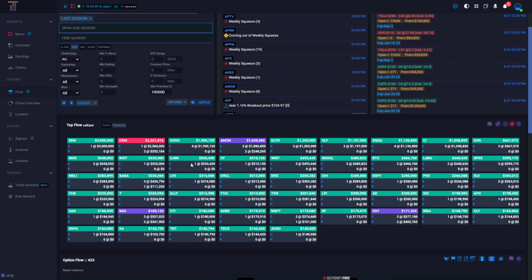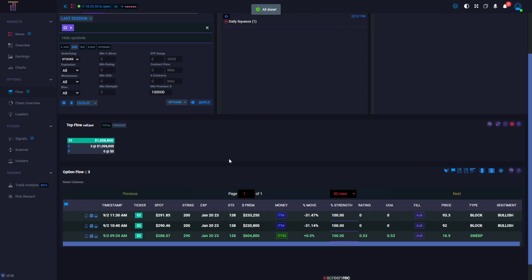And what I can do, I can look up here at my top flow, and I can see who had the most action throughout the day to help give myself a better bet. If I want to, I'm going to change my underlying just to stocks, because I like focusing on stocks, not necessarily the index funds. All right, so let's look at, is this CI? Yeah, let's look at CI real quick.